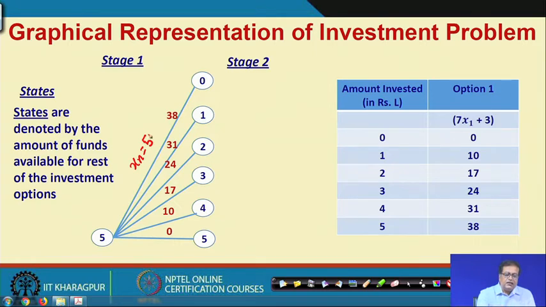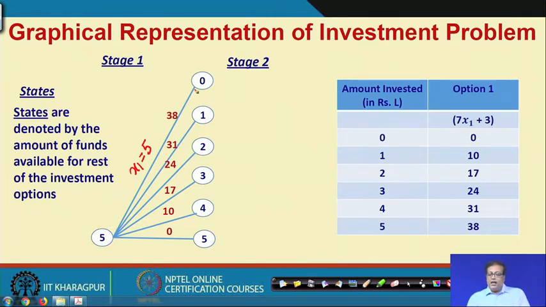It should be 5. Why is it 5? Because it is very clear that from 5 we have spent 5 here, n equal to 1. So we can even say that x 1 equals 5, because at this stage your x n is nothing but x 1. If you invest 5 lakhs in the first investment option, which gives you a return of 7 x 1 plus 3, then you have reached from state 5 to state 0 in stage 2.